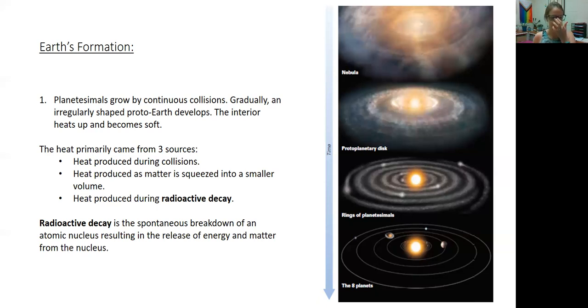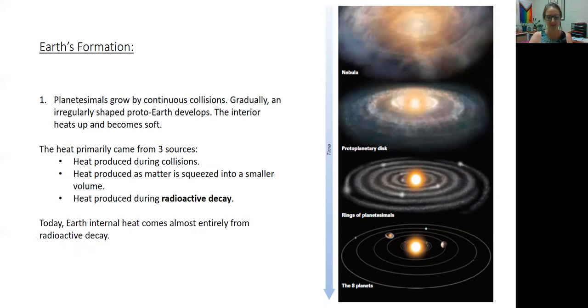And this is an important one that especially if you stay on in geology, you're going to hear a lot more of. Radioactive decay is just the spontaneous breakdown of an atomic nucleus, right? So we talked about how atoms are made up of a nucleus in the center with electrons orbiting outside of that nucleus. Well, if that nucleus decays, one of those particles within the nucleus is released, and that happens spontaneously. That release of energy produces heat, and we call that radioactive decay.